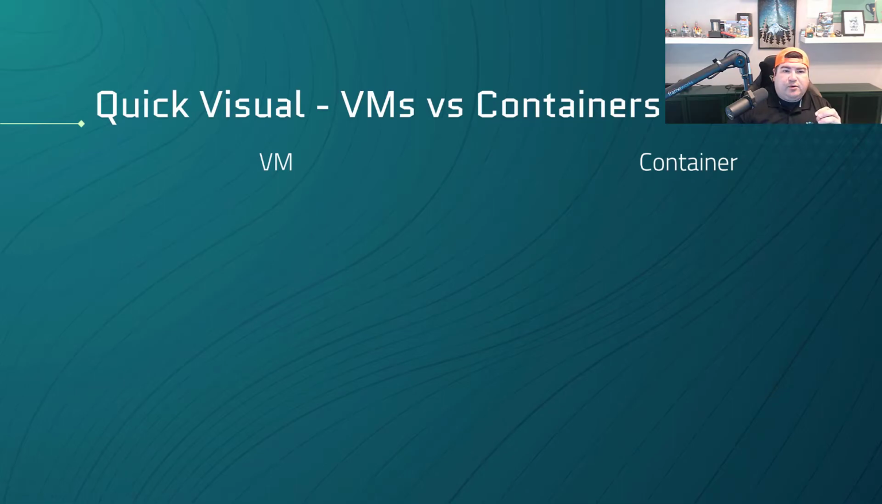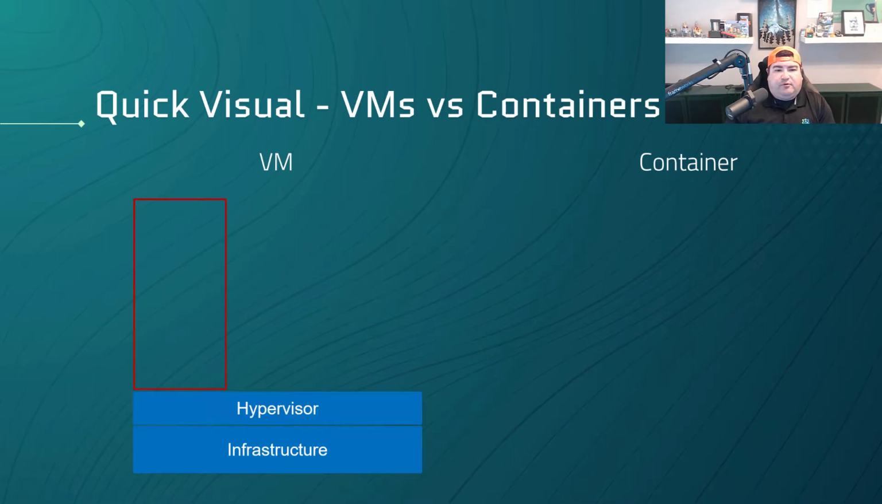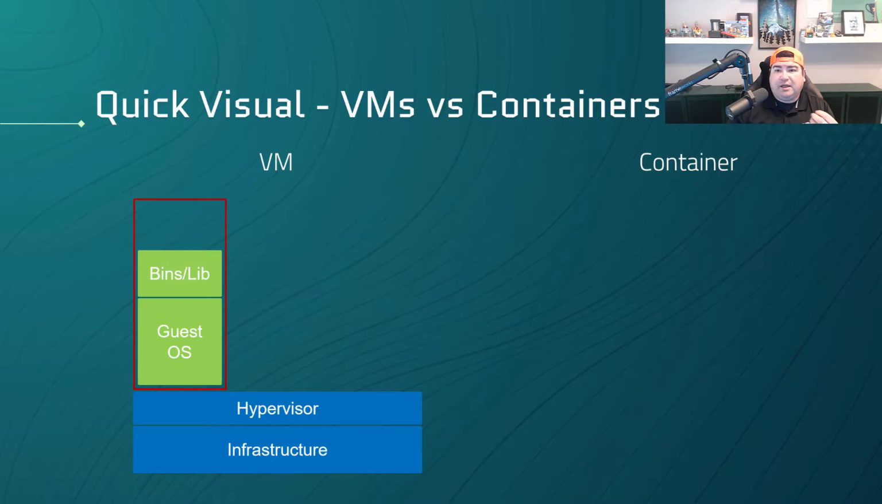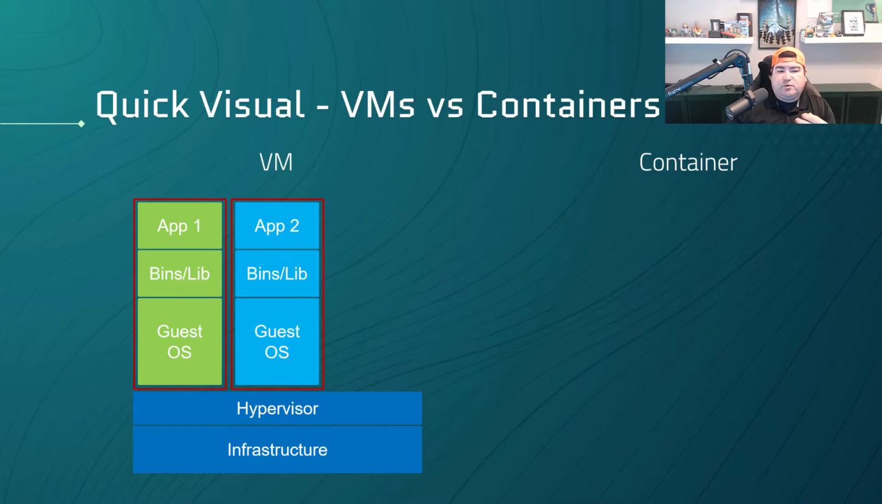So we want to get into a quick visualization of VMs versus containers with regards to running applications. With VMs that we've dealt with before, we start with our infrastructure, which means all of our hosts, our network, our storage. Then we have the hypervisor to manage on top of that. For each VM, we're going to have a guest operating system. Then we have any required binaries or libraries needed for the applications. And then finally, the actual application that sits on top of this. We're going to have this for each one of these instances that runs.